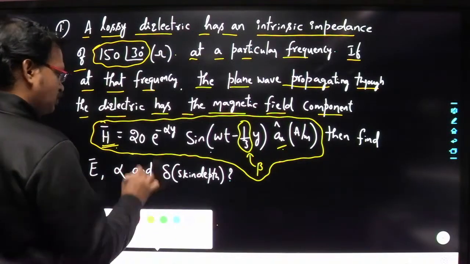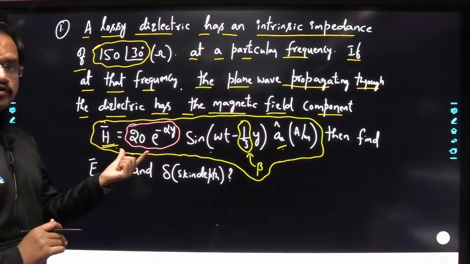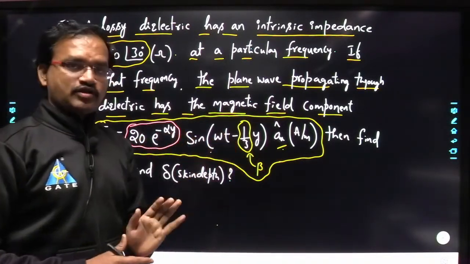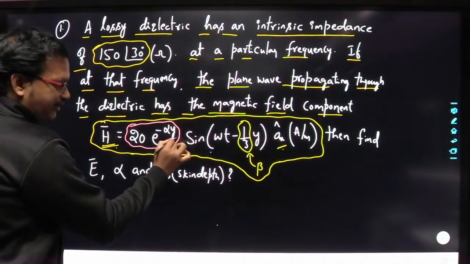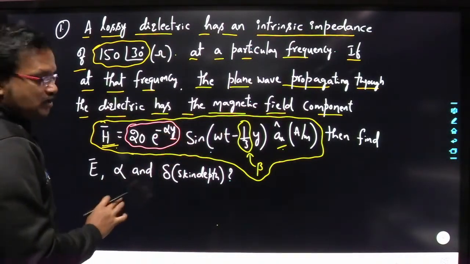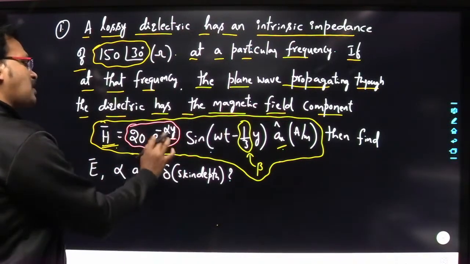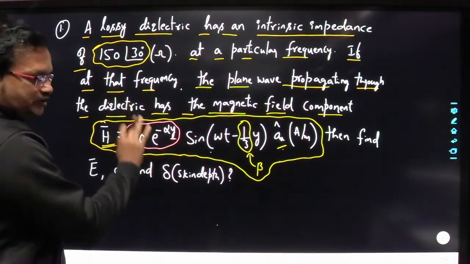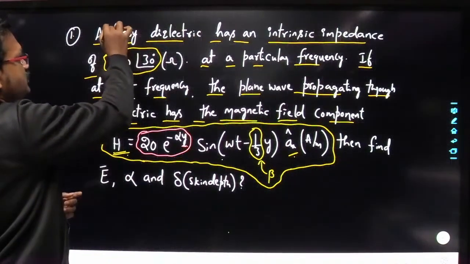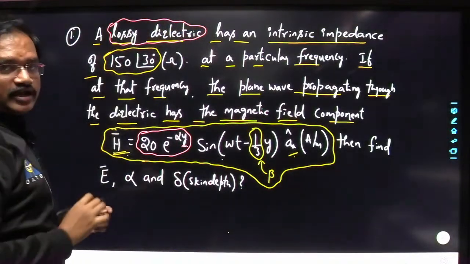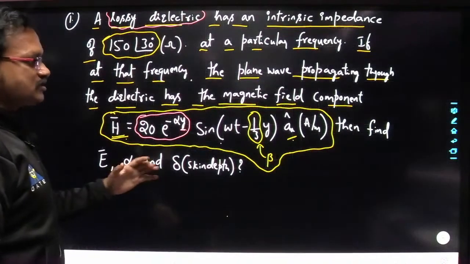Here 20 e power minus alpha y represents the amplitude of the wave. As the wave propagates in the positive y direction, the amplitude is decaying exponentially. As it propagates along y, the y value is going to increase, and alpha is some positive constant, which is the attenuation constant. So as y increases, this amplitude is going to decay. Here itself they have given that the medium is lossy, that is a lossy dielectric. Since it is a lossy dielectric, the amplitude of the wave decays exponentially. These are the things you have to observe.